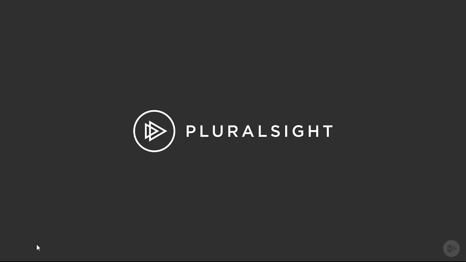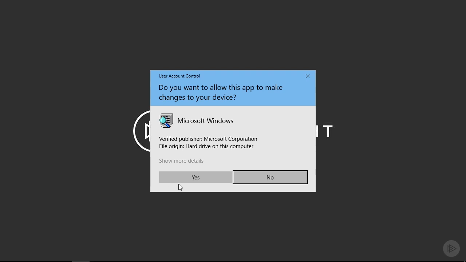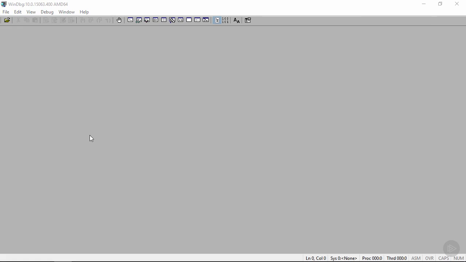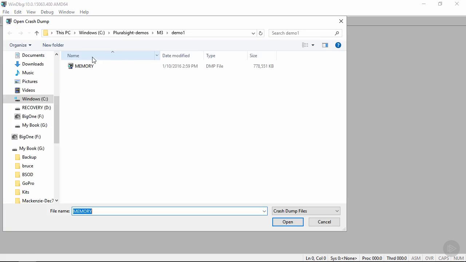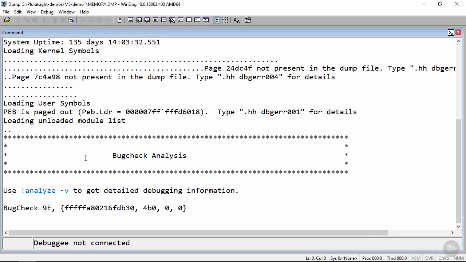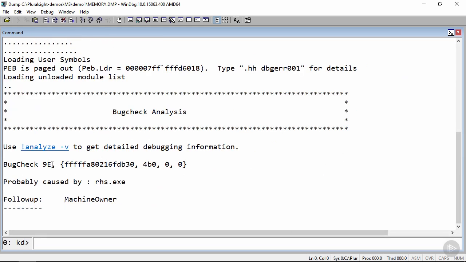So here we are. Let's bring up the debugger, run it in administrative mode, and open up our first crash dump. I've got it selected here for a memory dump, and as you can see, it is a Stop 9E bug check that we just talked about. It's got the 4 different parameters. We can see parameter 1 is a process ID. Here's the actual timeout value, and then we don't see either parameter 3 or 4.